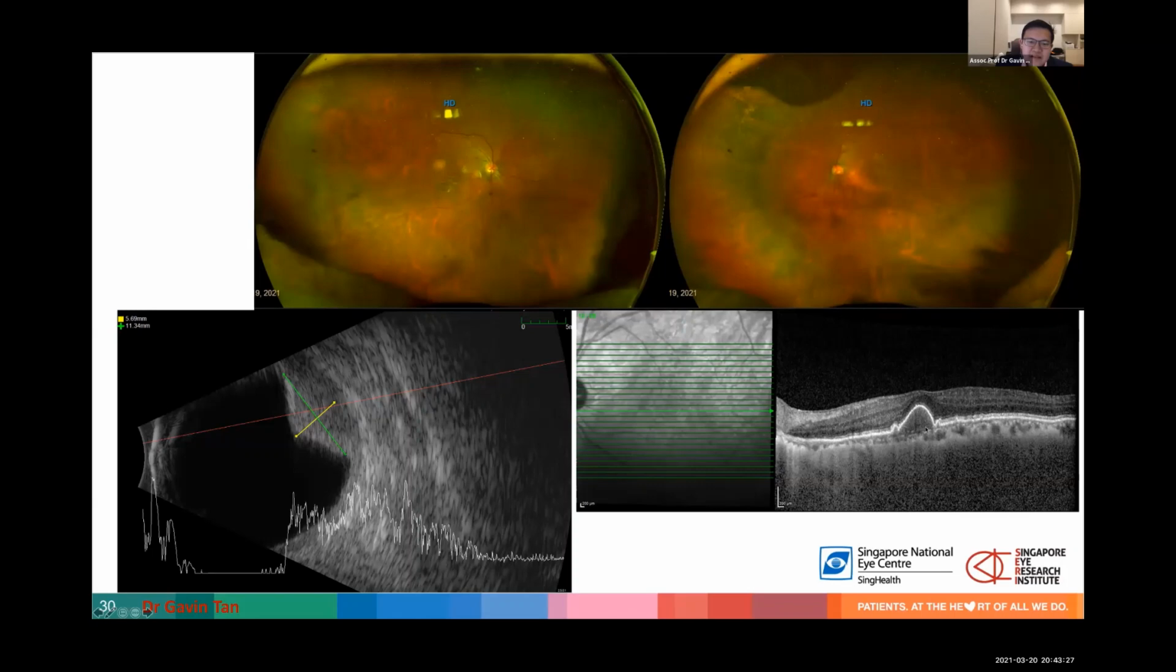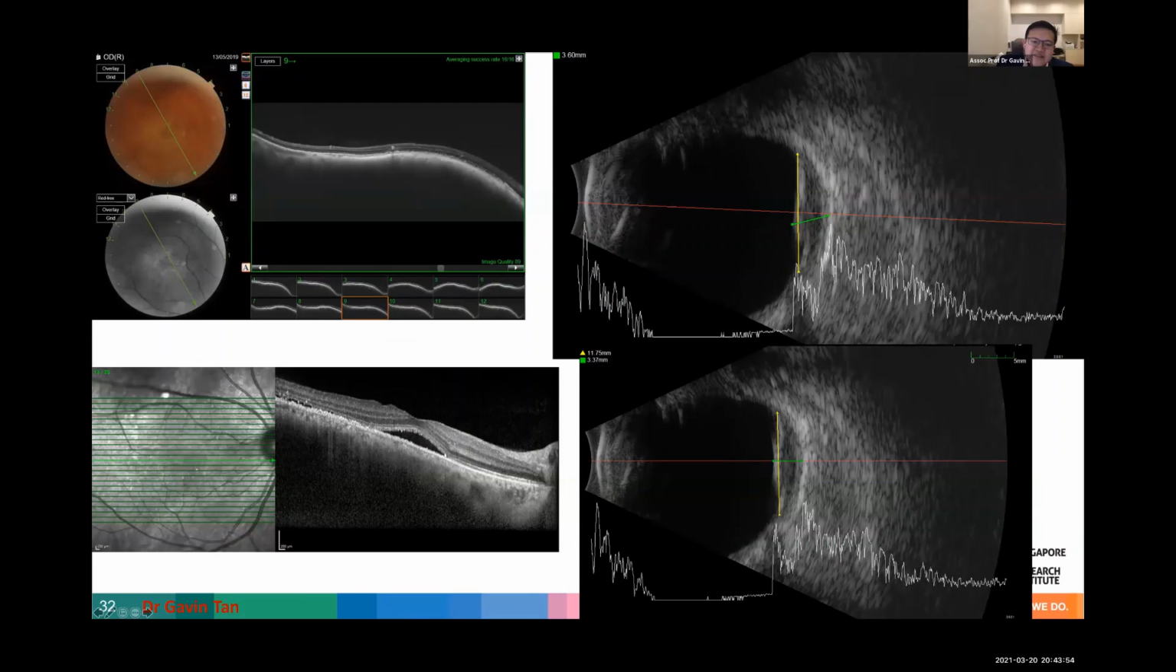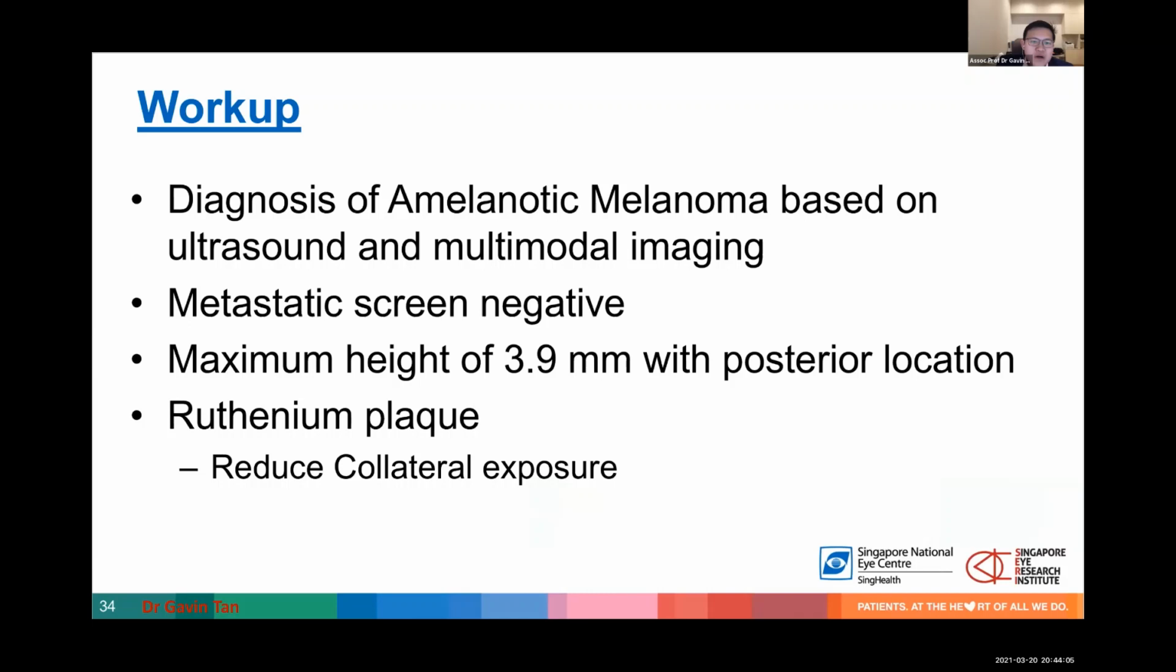The second case is a 40-year-old Vietnamese woman presenting to us with right eye blurring of vision for 2 months. The vision in the right eye was 6/21 pinholing to 6/12. You can see there's an area of subretinal fluid there, as well as a tumor just superior temporal to the macula. Again, this tumor shows low internal reflectivity with a high initial spike and acoustic hollowing. There was SRF noted on the OCT. In this case, it was actually an amelanotic or non-pigmented tumor, and based on our workup, we diagnosed an amelanotic melanoma.